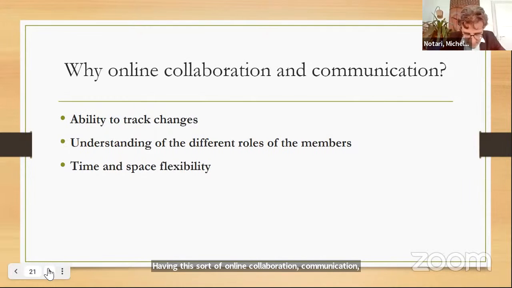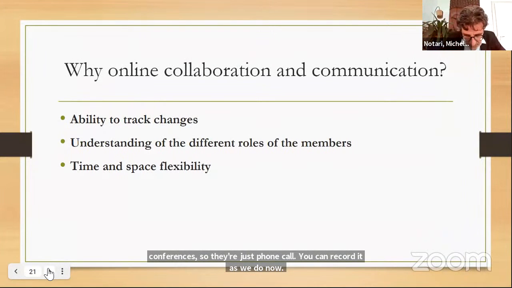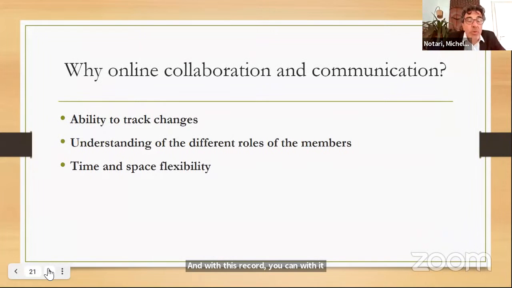And with this recording, you can go back and follow up again, step by step, and try to adapt and be more efficient and effective in the way you adapt your work accordingly to the things that have been said before. And that's just one example.